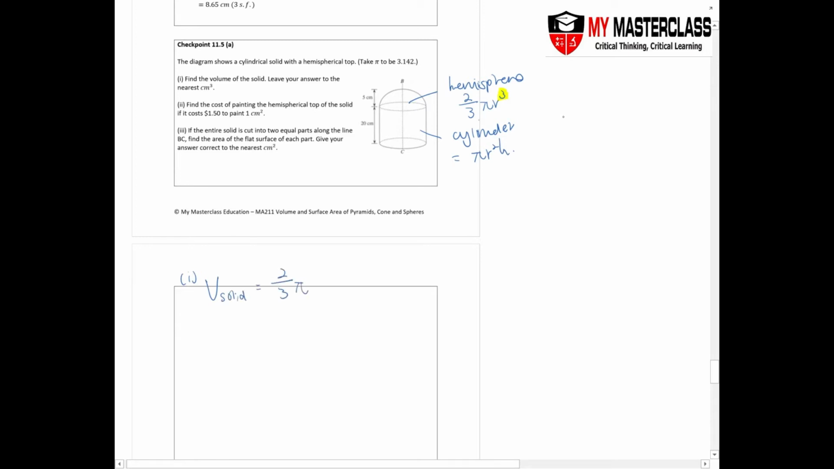pi. Now always remember hemisphere, all sides, that means this side is also 5. Can you see? Even if I'm talking about this side, it's still 5 because the radius is always constant. So this is 5 cube, then you plus pi 5 square, height is 20. As a rule of thumb, I always leave my pi as it is first. I will only equate my pi at the end because I don't want to write so much decimal.